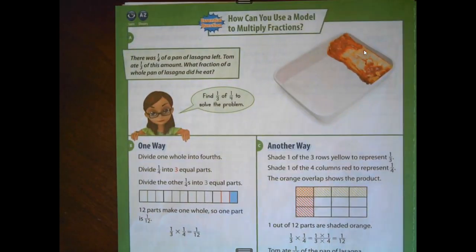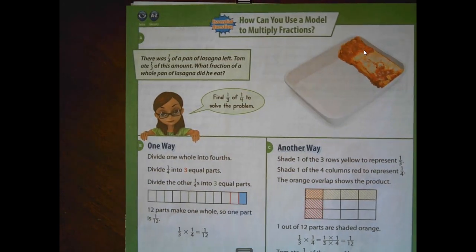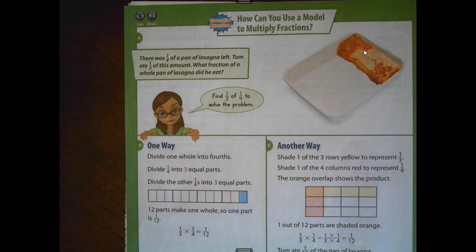If you need to pause me and come back after you're there, we're going to start by looking at the visual learning example. All right, boys and girls, there was 1/4 of a pan of lasagna left. Tom ate 1/3 of this amount. What fraction of a whole pan of lasagna did he eat?